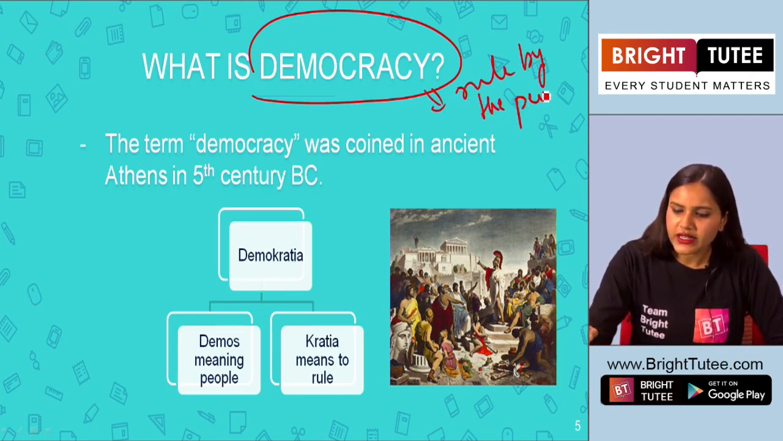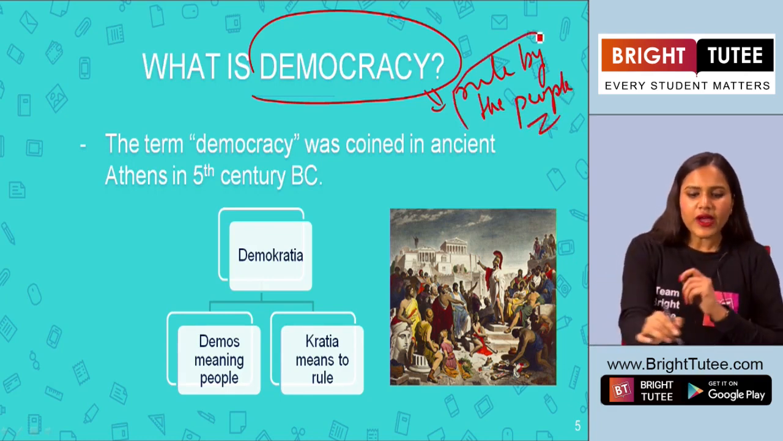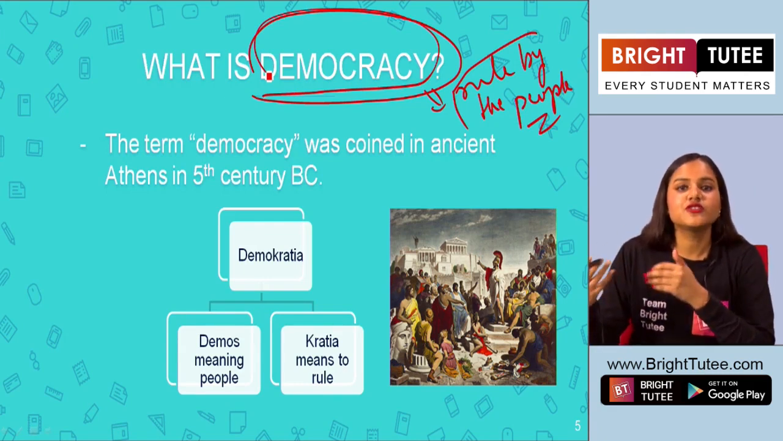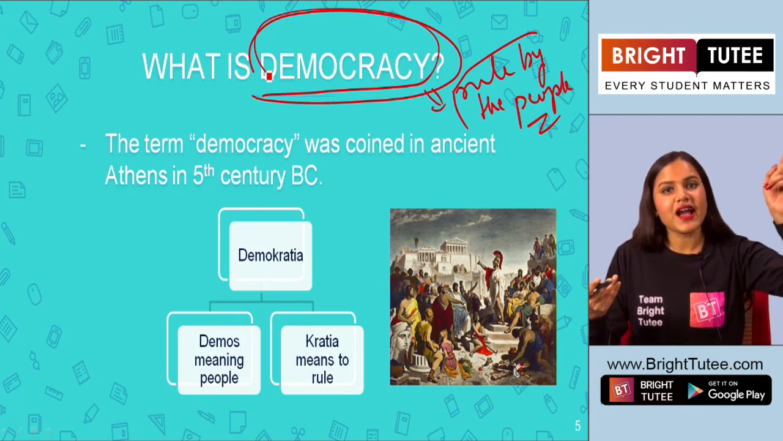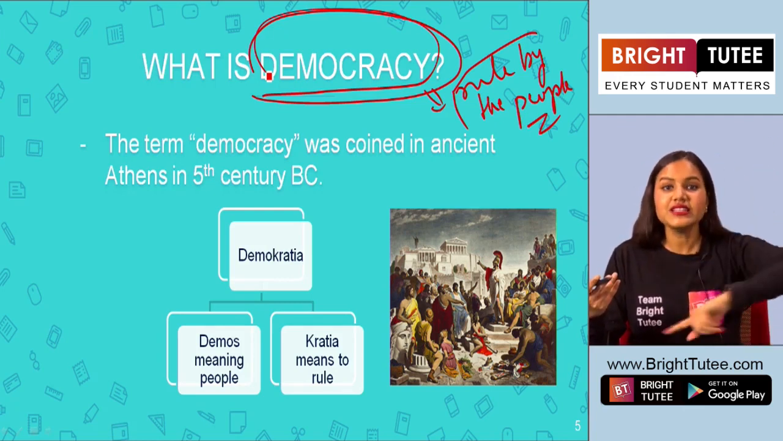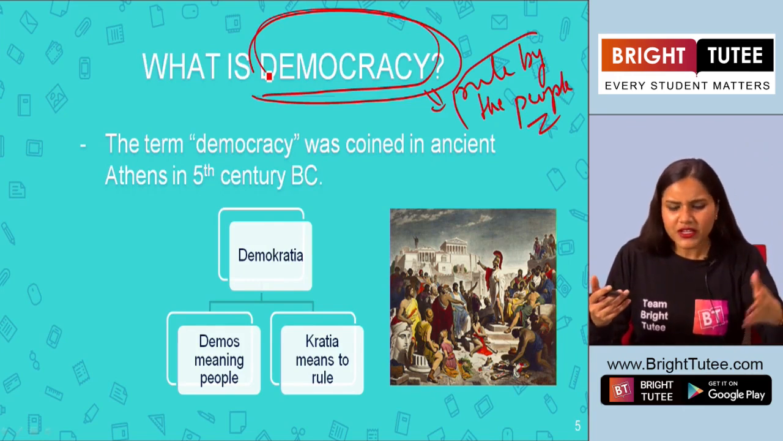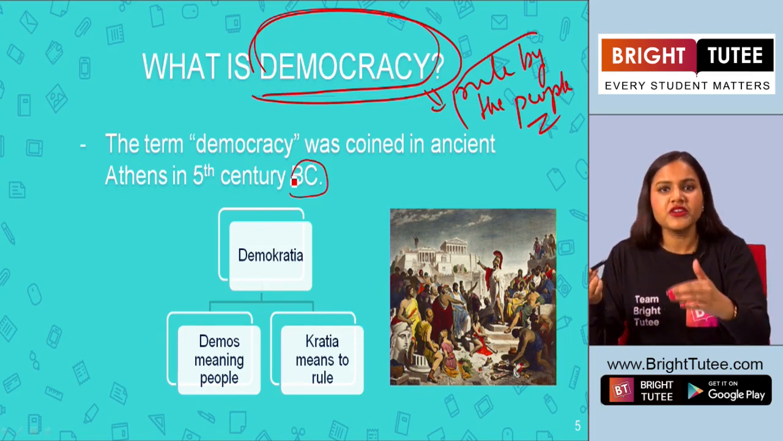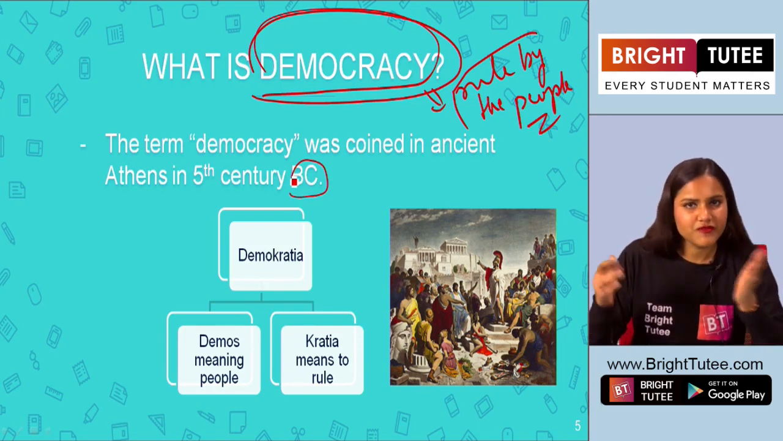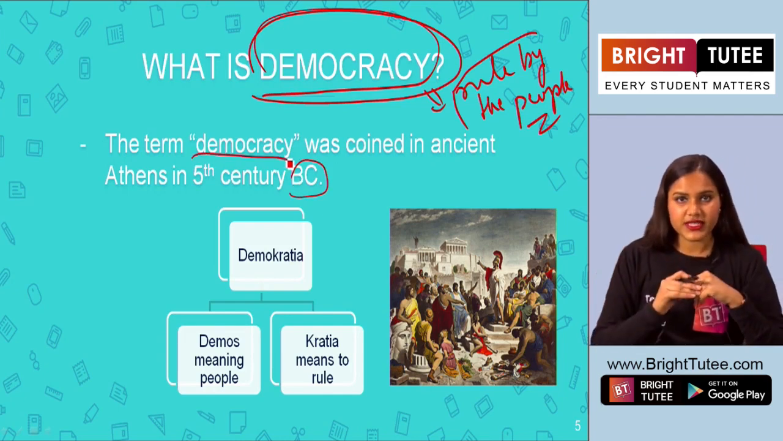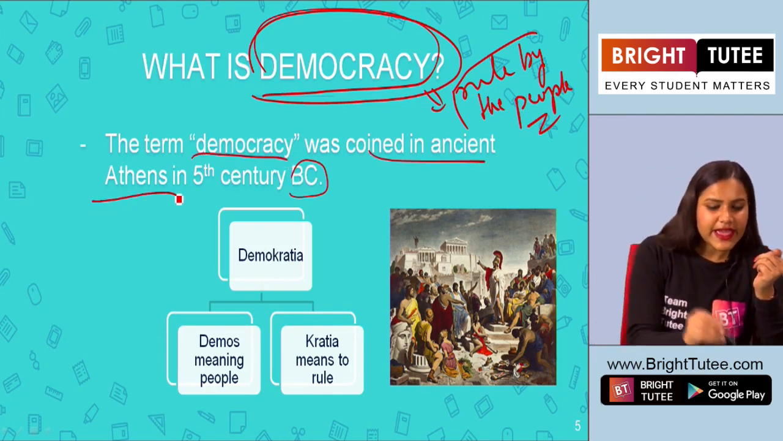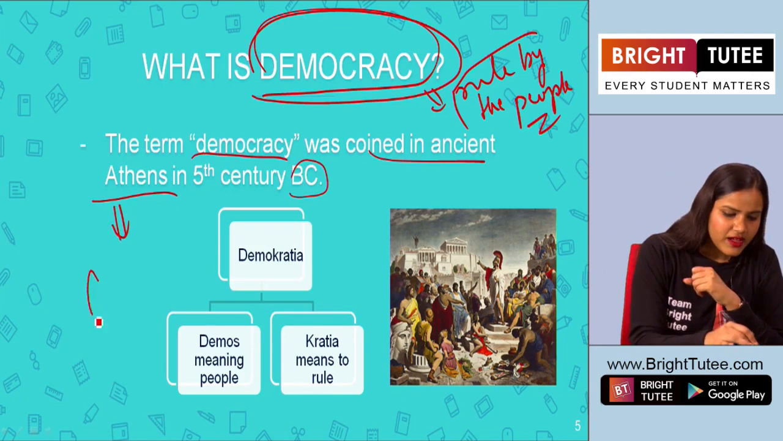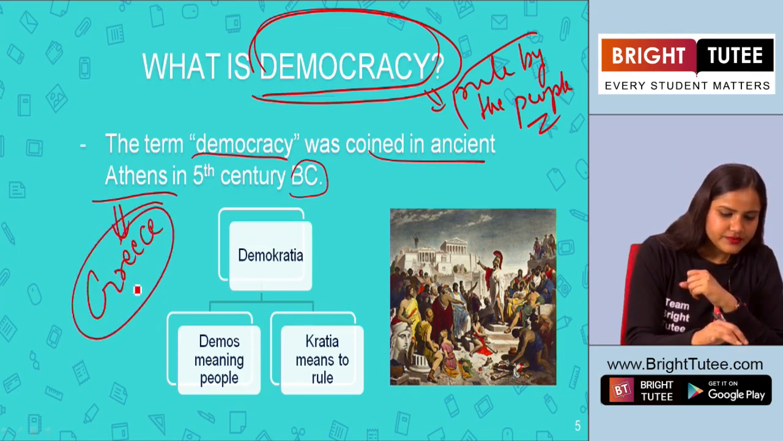But the main question that arises here is, when did this term emerge, right? When was the term democracy first coined? So students, we are going back to the 5th, 6th century here, and that is BC, before the birth of Christ, because these are the terms that you have learnt in history, AD and BC. So BC here means before Christ, right? Here the term democracy was coined in ancient Athens. Now, do you know where Athens is? Yes, it is in Greece.